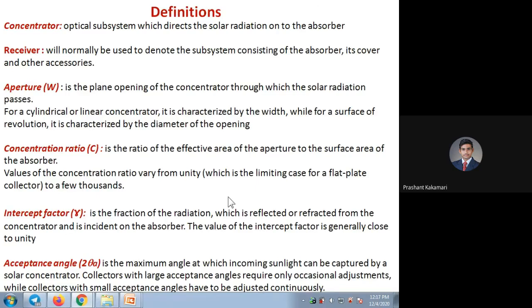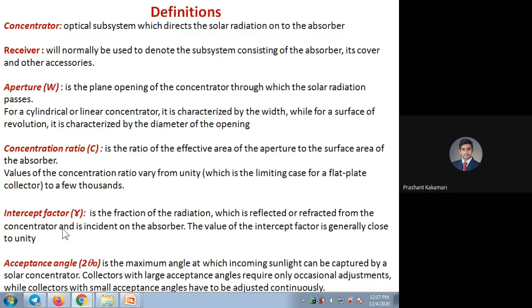So in our syllabus, the focus is not on thermal power plants or the solar power plants. We are just focusing on the working conditions of the collectors. So this is all about the concentration ratio. Now next is the intercept factor, that is denoted by gamma here. So intercept factor is the fraction of the radiation, so of the total radiation, how much is falling on the receiver or the aperture, in that, the fraction of the radiation which is reflected or refracted from the concentrator.